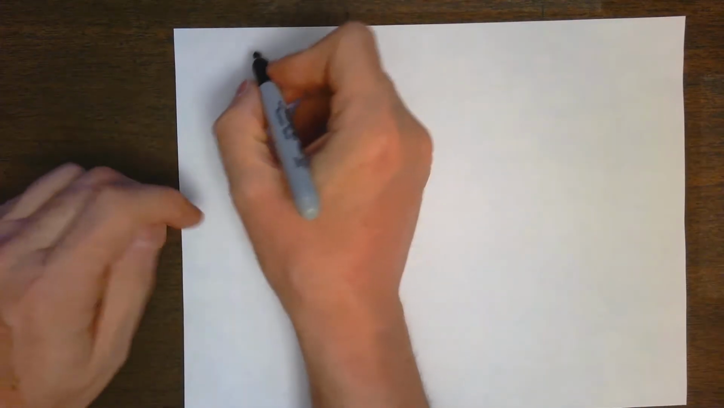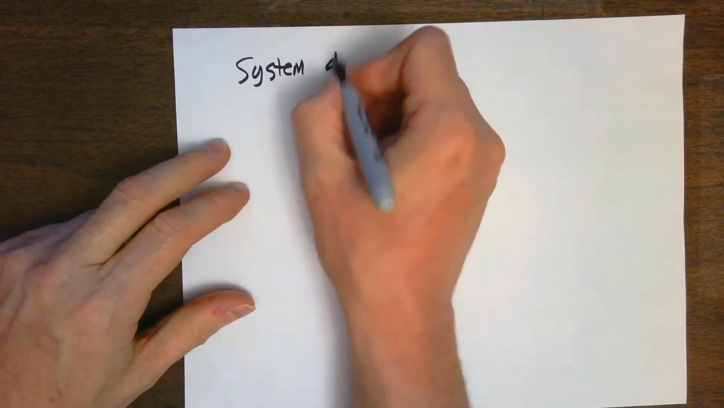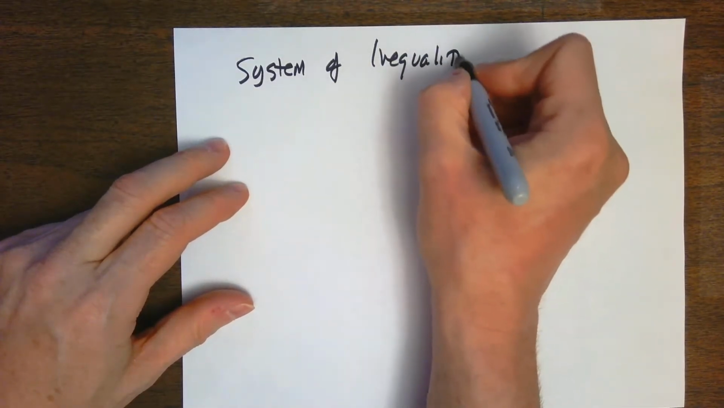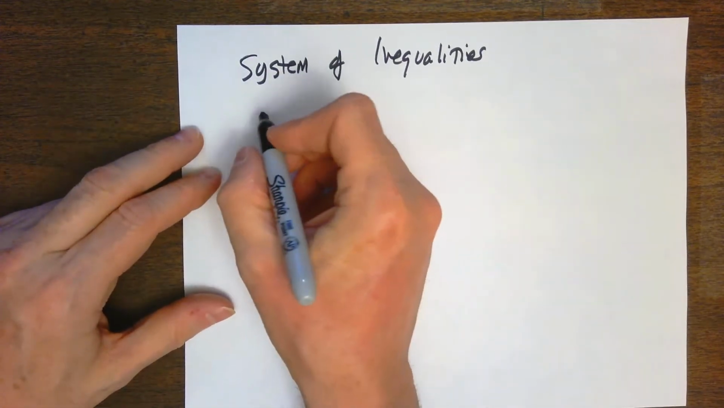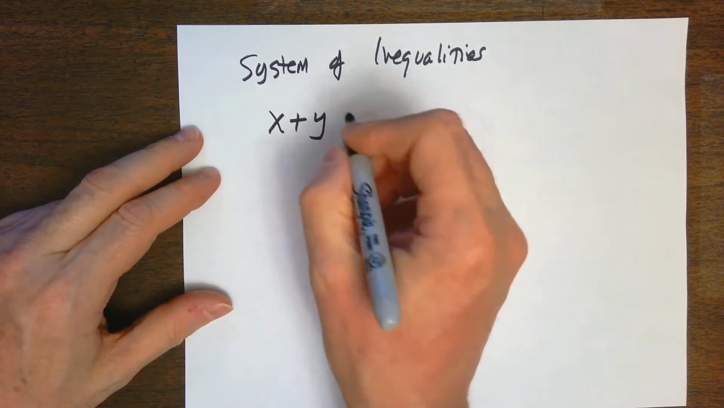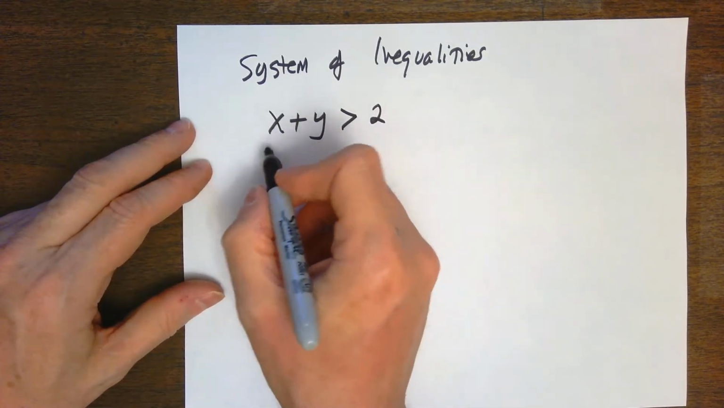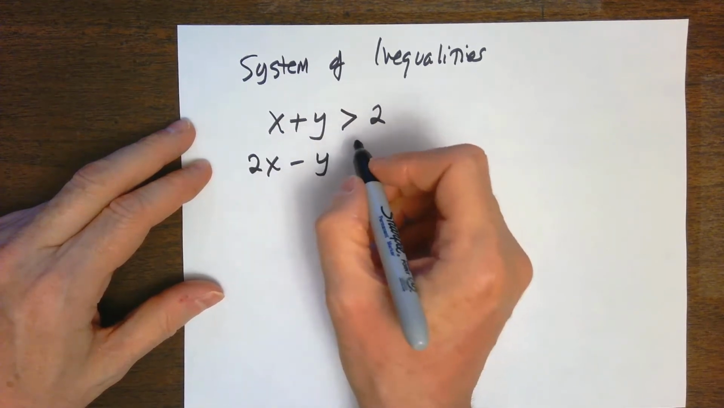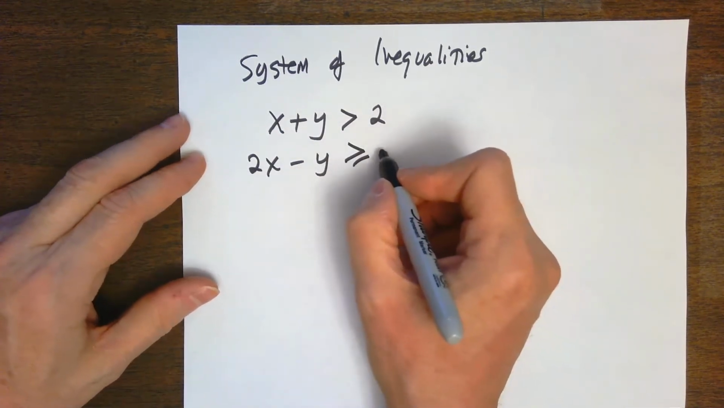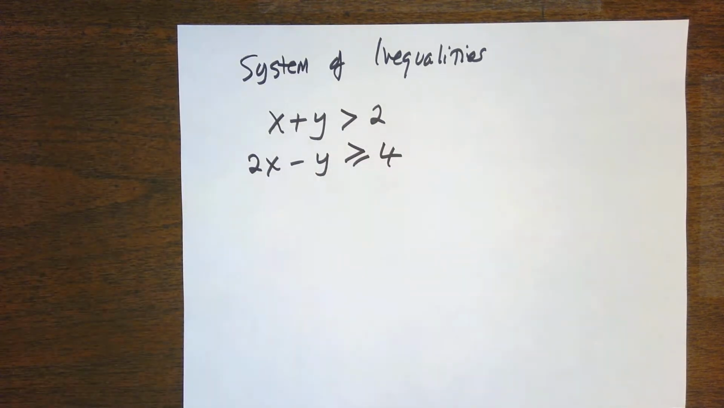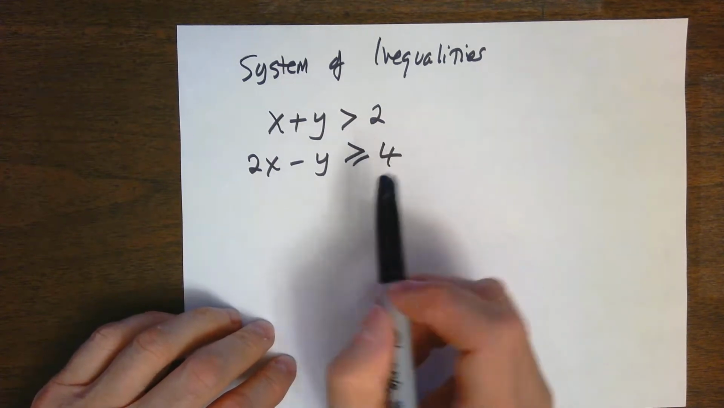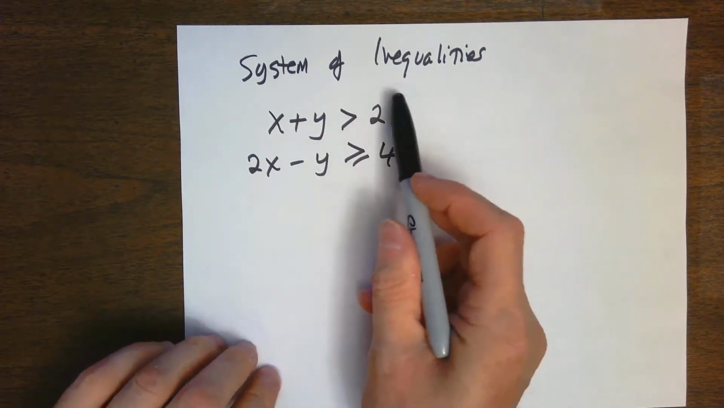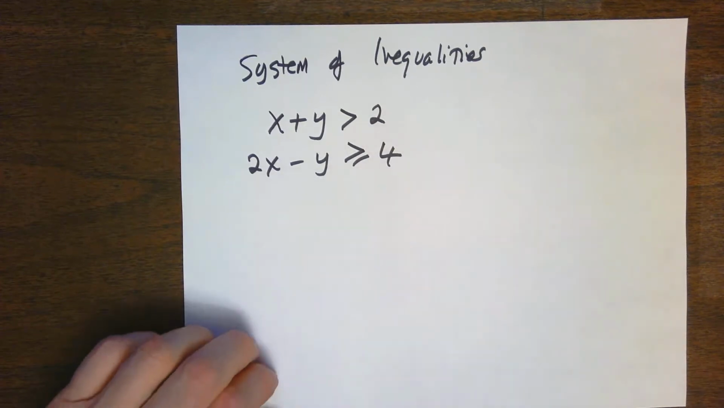Because all a system of inequalities is two or more inequalities on the same graph. So let's take a look at a system of inequalities. How about x plus y is greater than 2 and 2x minus y is greater than or equal to 4. So now, as I take a look at these two inequalities, this is a system. If these were equal signs, this would be a system of equations, equalities. But there are inequalities here, so this is a system of inequalities. I want to graph both of them on the same graph.